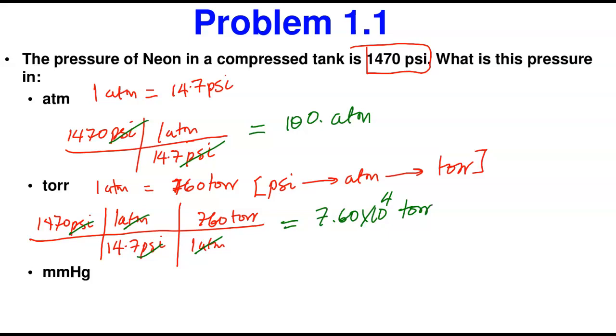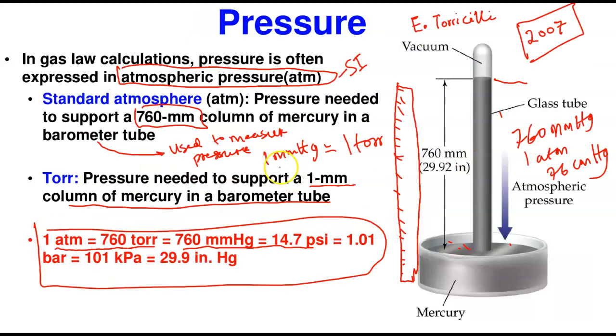And the last one says we should convert it as well to what? Millimeter mercury. You eventually know it's not going to be the same thing. Remember what I told you earlier, that 1 millimeter mercury is equal to 1 torr. Because what that simply means is that 760 torr is equal to 760 millimeter mercury.